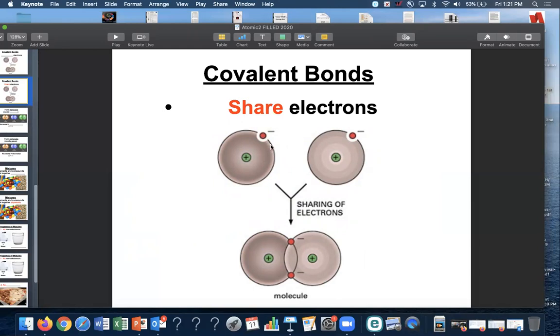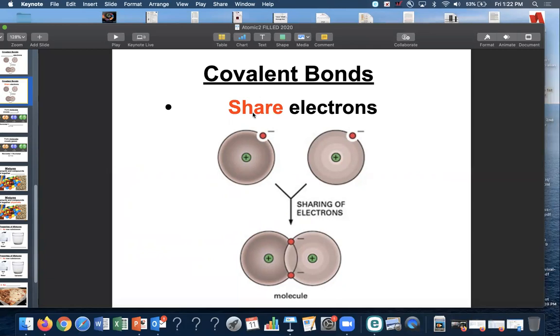So again, we have two atoms with one electron each. So they end up sharing an electron. So they effectively have two electrons each, which is what they want in that shell. That kind of makes them happy.